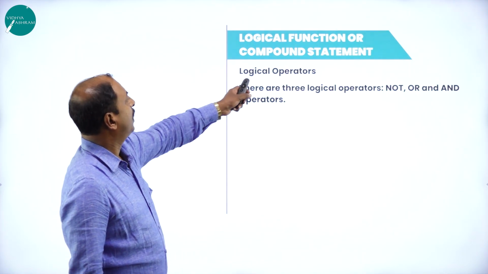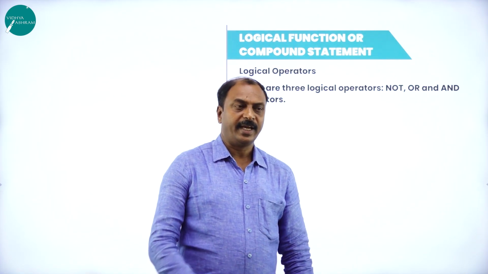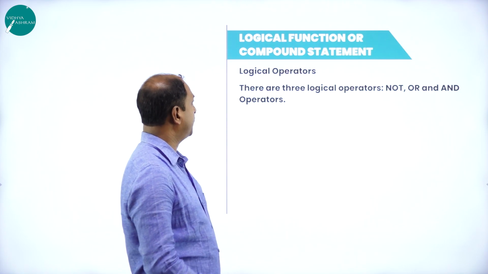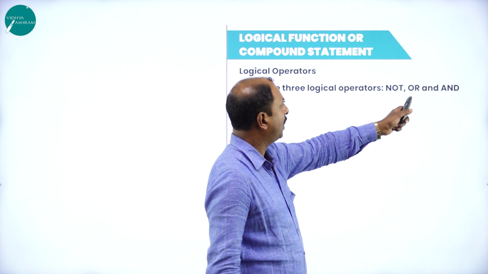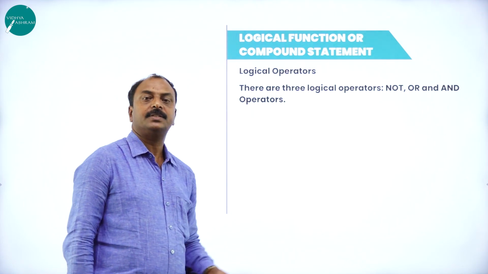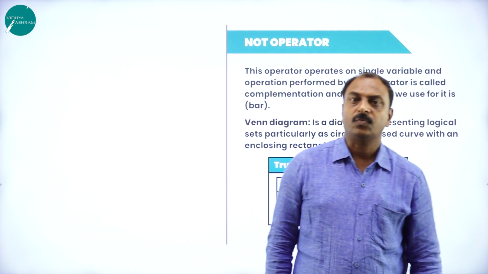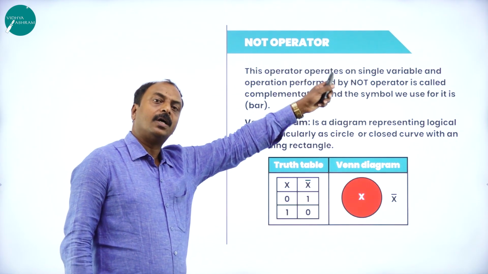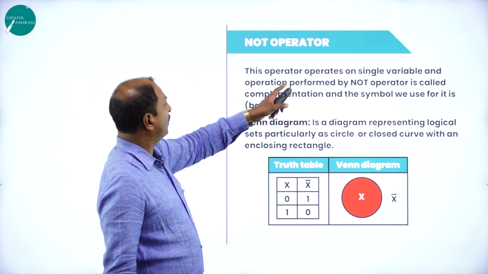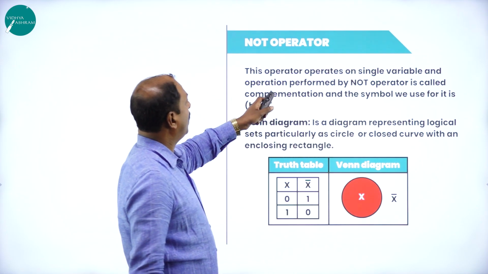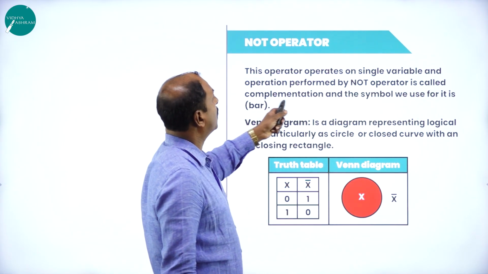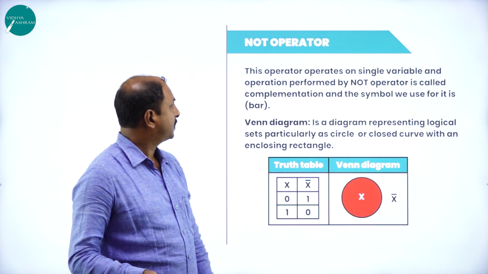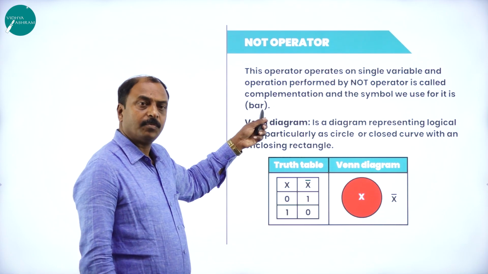Next, we move on to logical operators. In the previous slide, we learned what a compound statement is, and that these are combined with logical operators. Which are those logical operators? Logical operators are NOT, OR, AND. Now let us see the definitions, or the operations, of the logical operators. This is the first operator, the NOT operator. This operator operates on a single variable, and the operation performed by the NOT operator is called complementation, and the symbol is a bar.